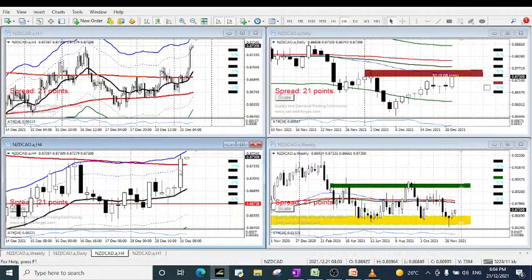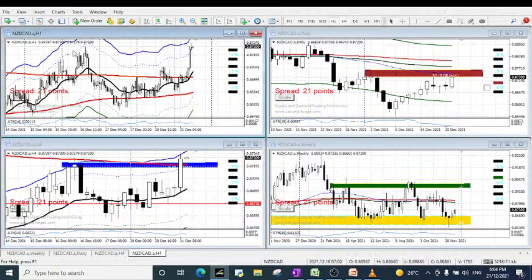Even though I like how this 4 hour candle closed, it's not going to make sense. Ideally, if I'm going to take this trade, what I will be looking for is for price to retrace. I'll take a buy, take profit somewhere up here.